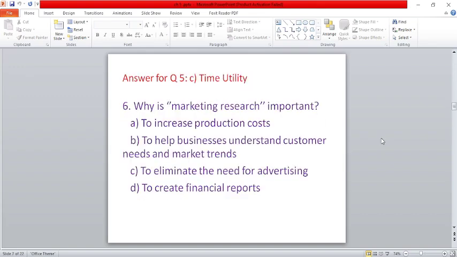Question number 6. Why is marketing research important? A. To increase production cost. B. To help businesses understand customers' needs and market trends. C. To eliminate the need for advertising. D. To create financial reports. The answer for question number 6 is to help businesses understand customers' needs and market trends.